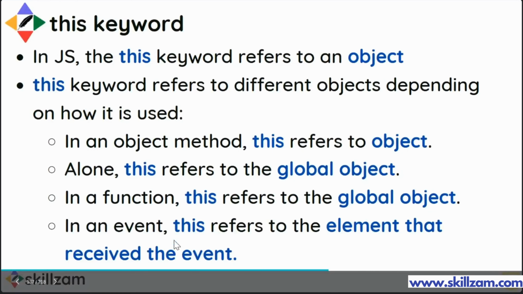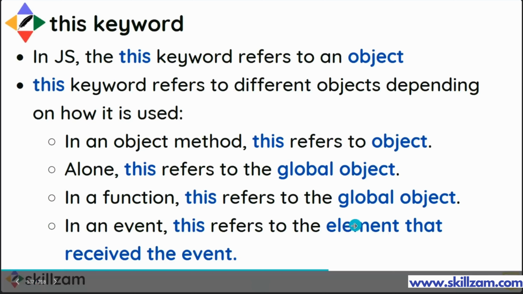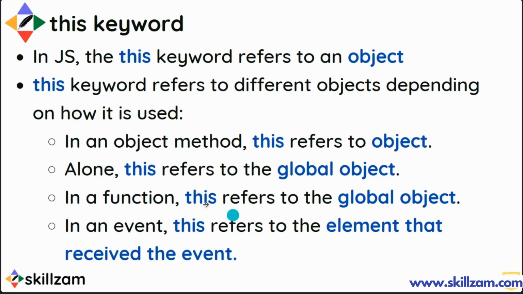And again, in the events, we are going to see what events are when we learn about the DOM, the document object model. There are a lot of events like clicking of a button or an on change. Whenever those kinds of events are triggered, this will refer to the element that has received the event. We'll see this example later, but just understand that this refers to different objects when referenced in different ways.